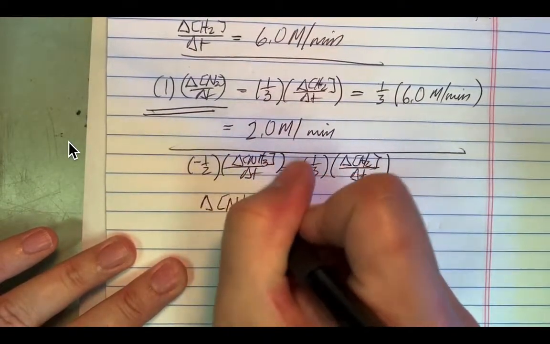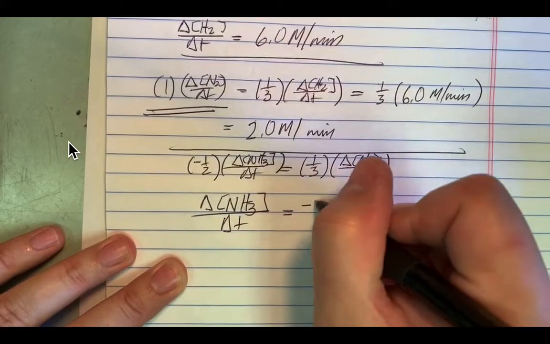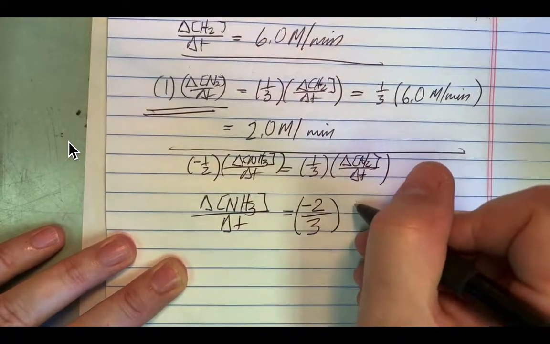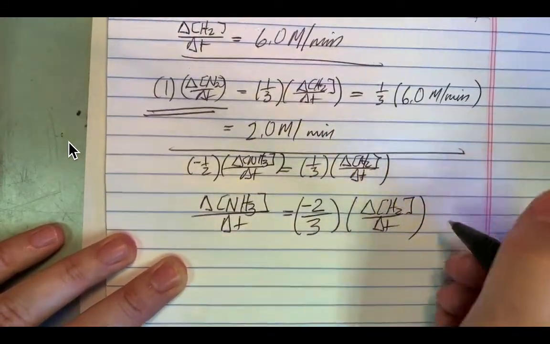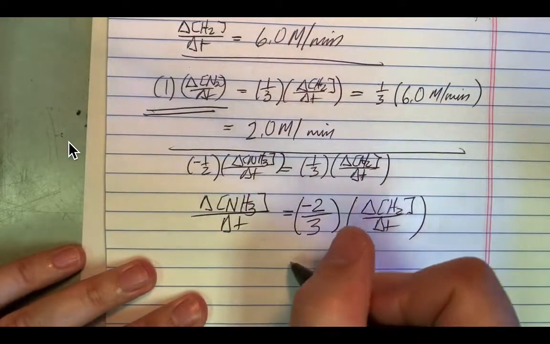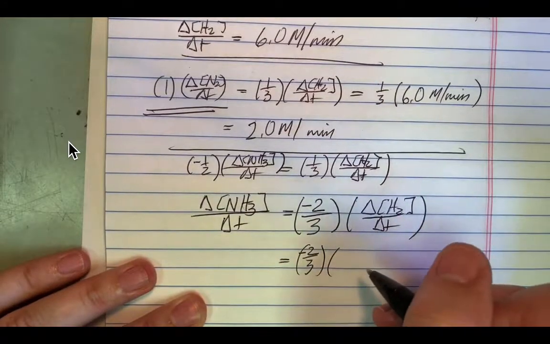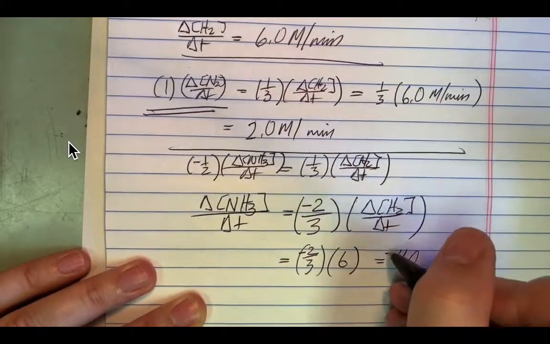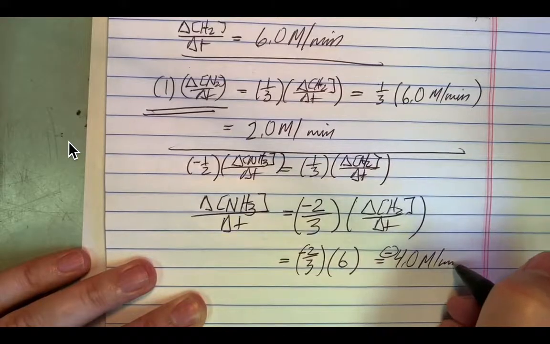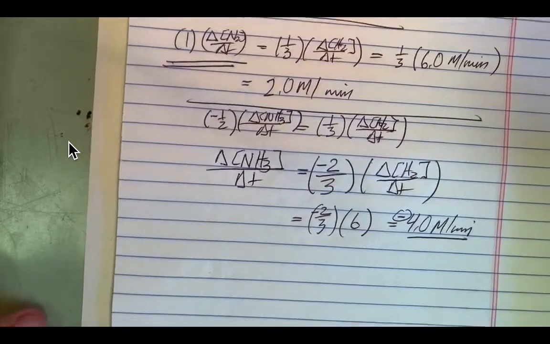Delta NH3 over delta T is equal to -2/3 delta H2 over delta T. And again, the number was given to me up there in the problem. So -2/3 of 6. Okay, and that'll give me -4 molarity per minute. So the concentration of the NH3 is decreasing by 4 molarity per minute.